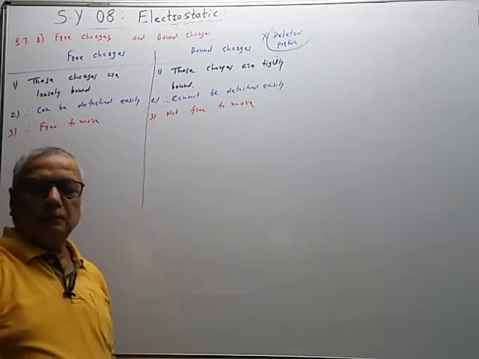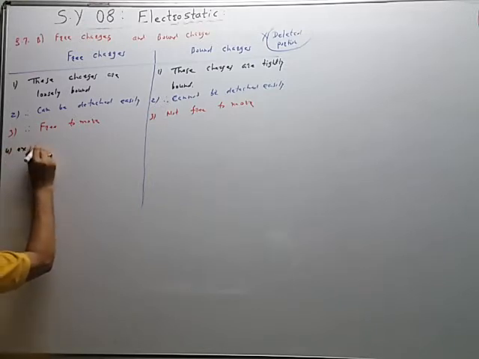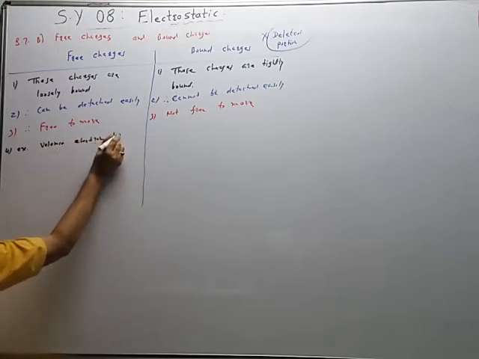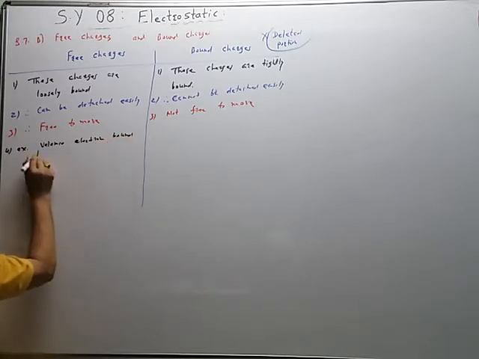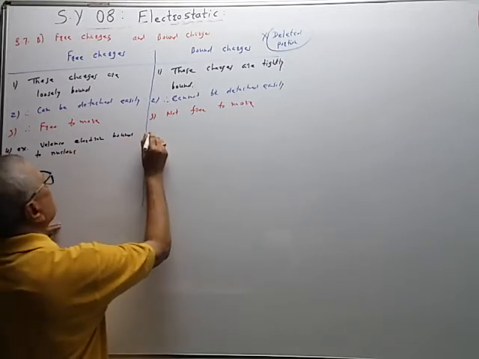Fourth, example: valence electron bound to the nucleus.